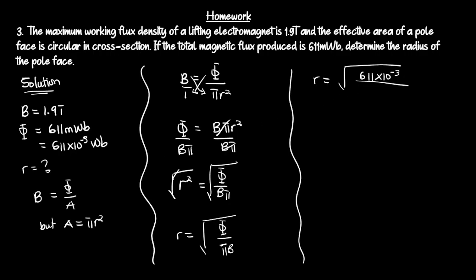So my B is equal to 1.9, so I have 1.9 pi. If I introduce this into my calculator, the root of 611 times 10 raised to the power minus 3 all on 1.9 pi will give me a radius of 0.3199 meters, which I can approximate to 0.32 meters as my answer.